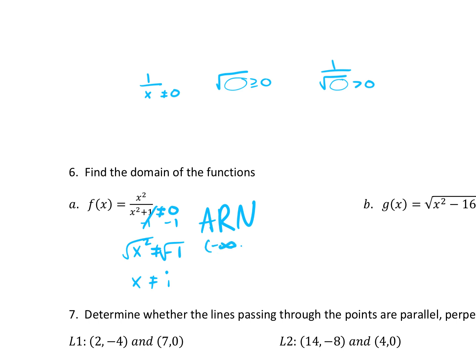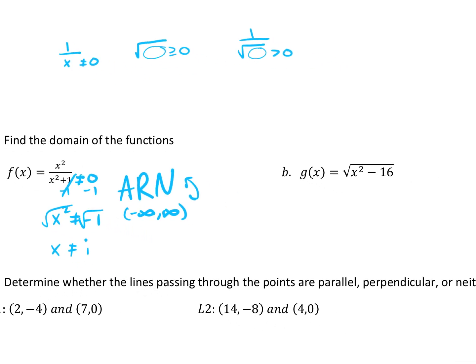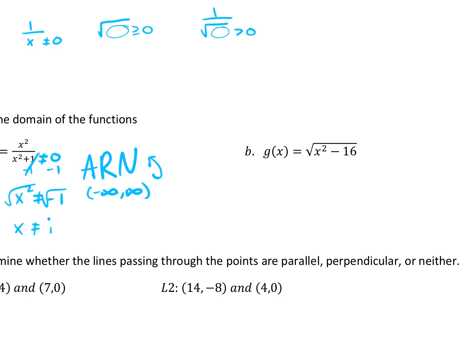Or it'd be from negative infinity to positive infinity. These mean the same thing. It's multiple choice, so you might see it one way or the other, but they're the same. All right, let's look at b. So for b, since we have a square root, we know that what's under our square root cannot be negative, so we'd set it greater than or equal to 0 and solve.